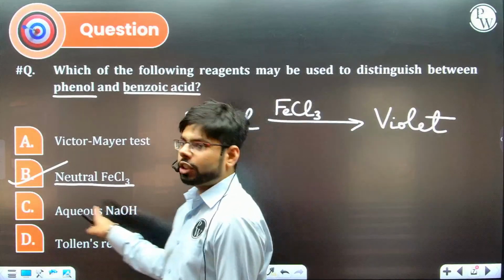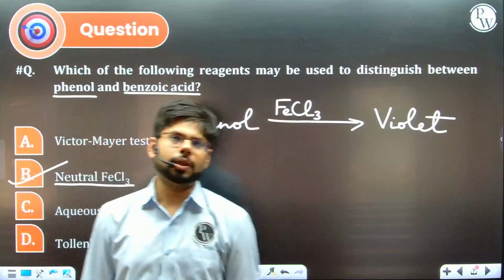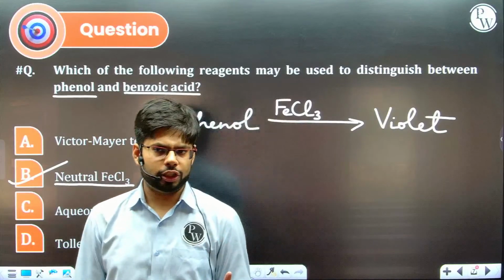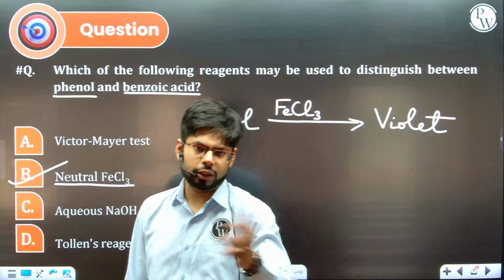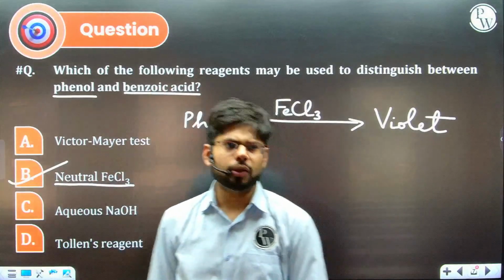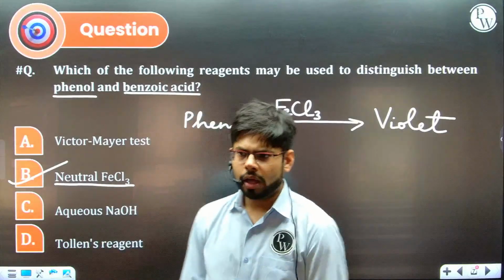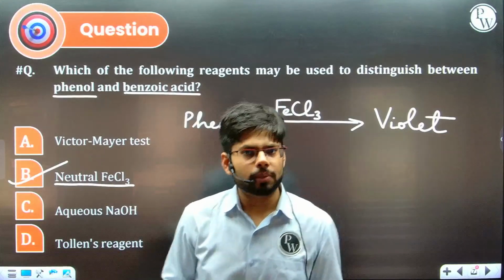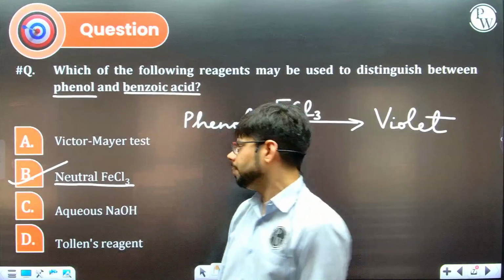See, NaOH cannot be used for distinction because phenol reacts with NaOH, because phenol acts as an acid when you add NaOH. And also benzoic acid is an acid. When you add NaOH, benzoic acid undergoes reaction with NaOH. Then how can we see that distinction is possible? Both are undergoing reaction with NaOH, right?